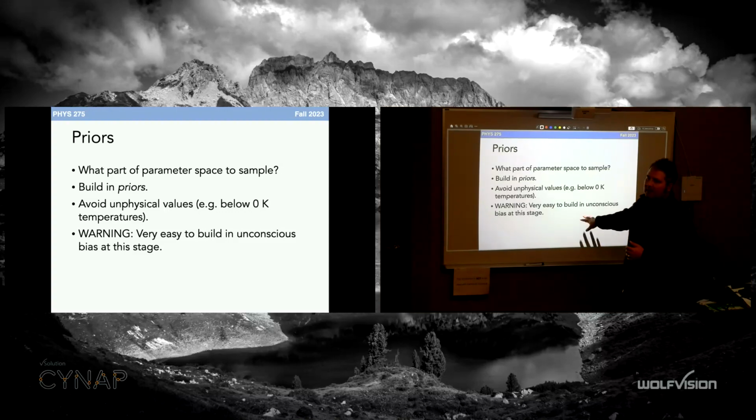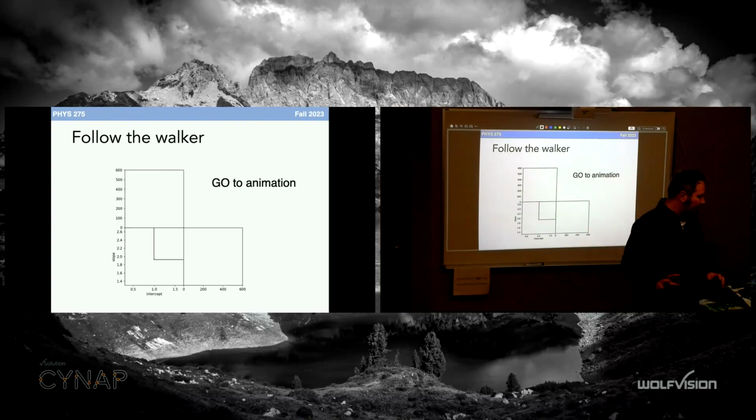Warning, it's very easy to build in an unconscious bias at this stage. Remember the unknown knowns? This is the part where you accidentally put those in. Where you go, it can't be less than that. Oh, it can be? Okay. So this is the part where you have to be very careful.